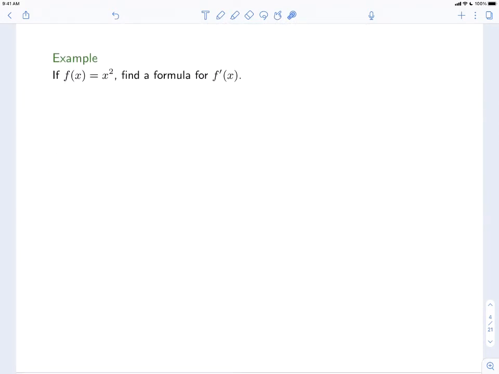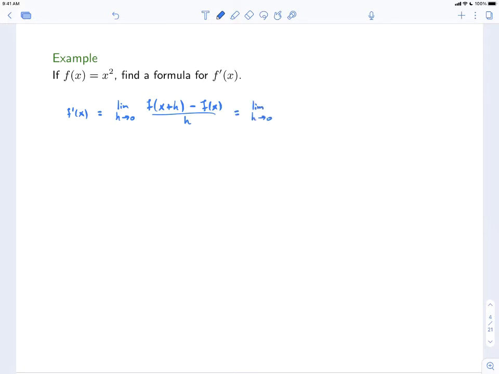Let's compute f prime of x for a specific example. If f of x is equal to x squared, then let's find a formula for the derivative function f prime of x, and we're going to do this by looking at the definition. f prime of x is equal to the limit as h goes to 0 of f at x plus h minus f at x, and all of this is divided by h.